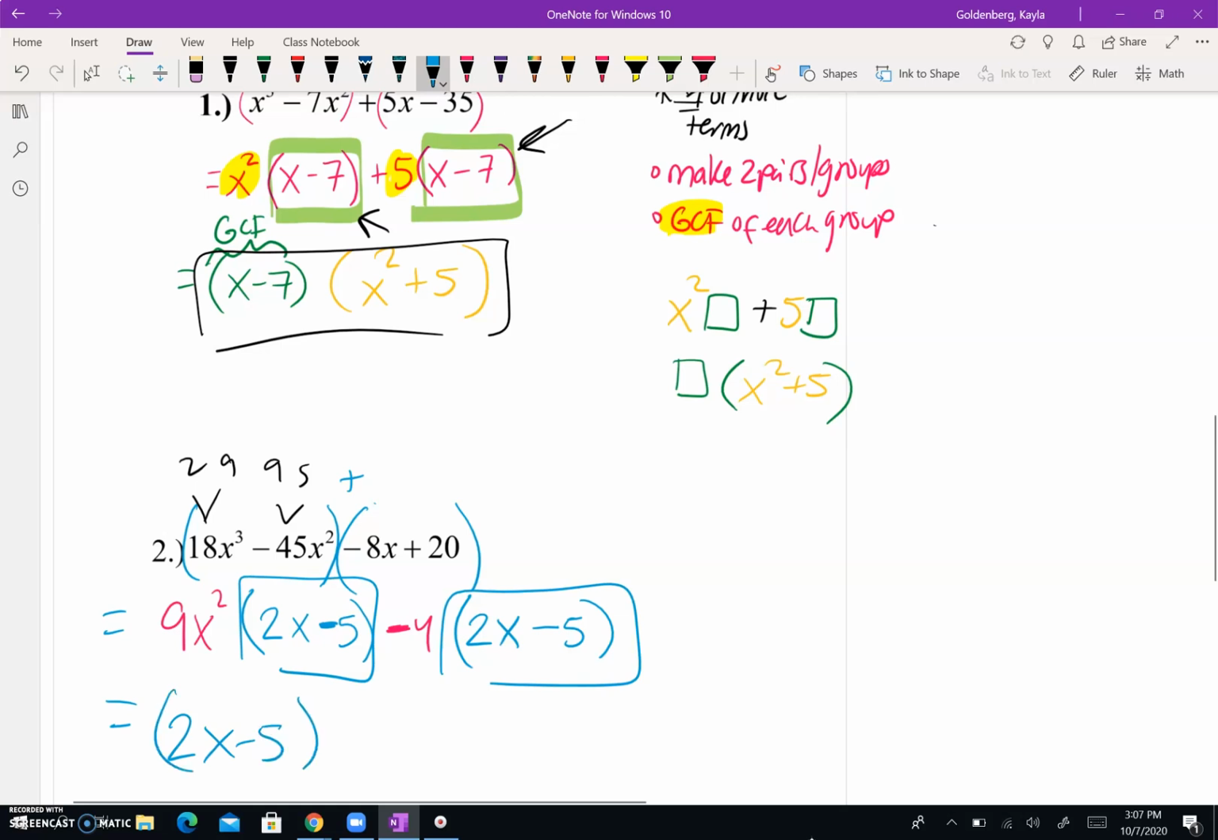right? And then what's left over? I've got 9x squared minus 4, right? And if I were to redistribute the 2x minus 5, then it would be, sorry about that, guys.